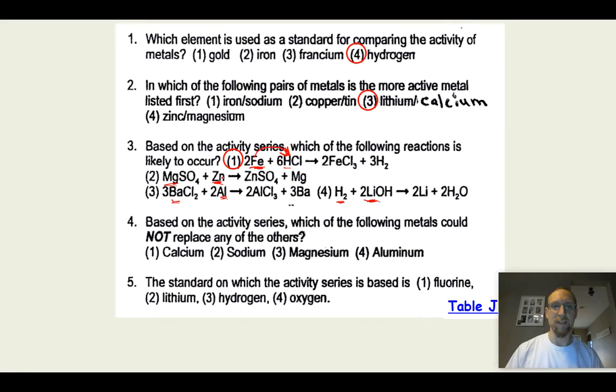Zinc is not higher than magnesium, so it's not strong enough to replace it. Same thing with aluminum. It's not higher than barium. And hydrogen is not higher than lithium, so you won't get a reaction.